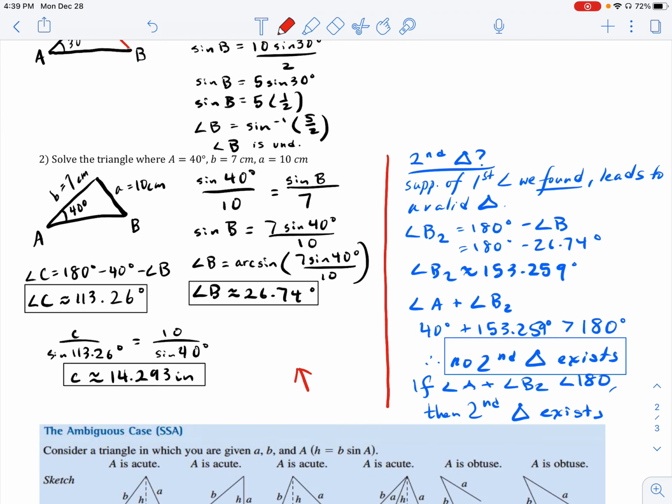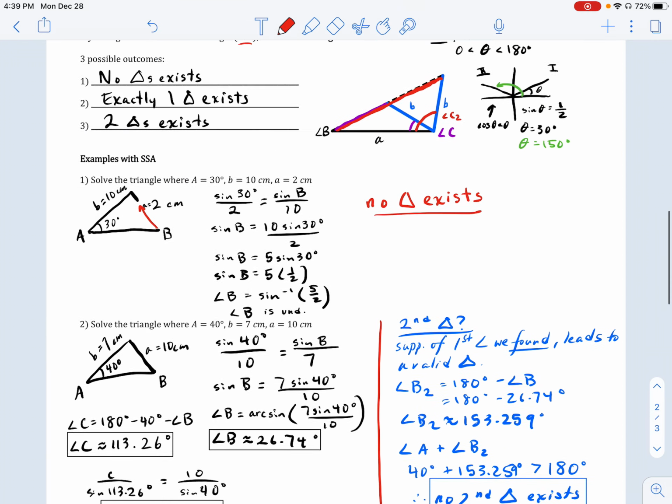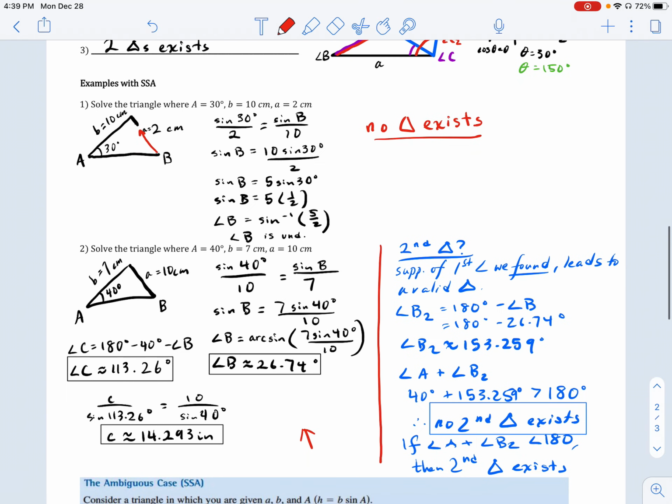So hopefully this video was helpful in you understanding SSA, why there is ambiguity whenever we're dealing with an SSA case, and how to solve problems where no second triangle exists, and really you would just rinse and repeat when there are two triangles. But at least you know how to check for that.